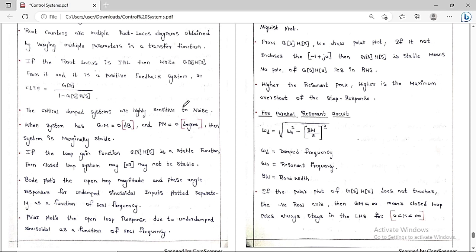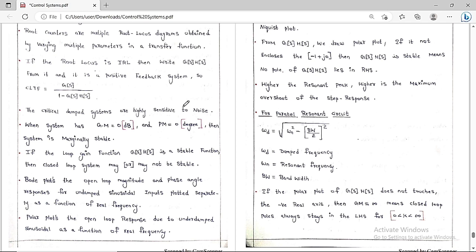Basically, suppose they are given an inverse root locus, then try to figure out the G(s)H(s) from this inverse root locus, and it is a positive feedback system. Root locus means negative feedback system, inverse root locus means positive feedback system. Then what is the closed loop transfer function? G(s) by 1 minus G(s)H(s). This formula you always have to keep in your mind.